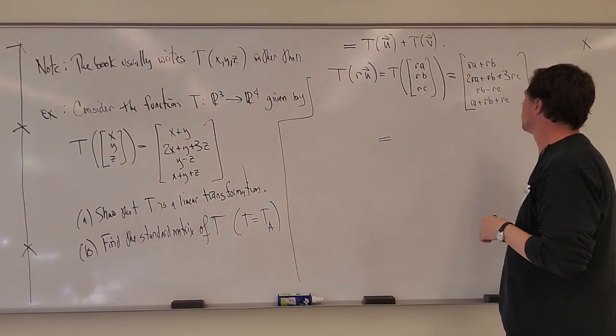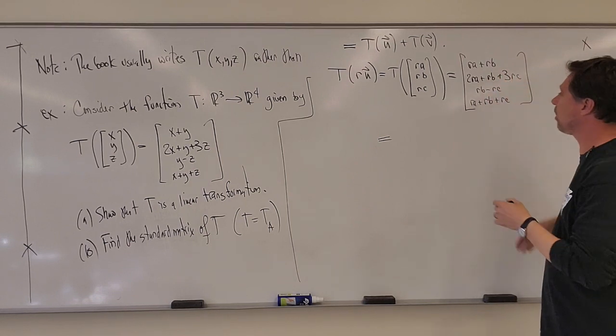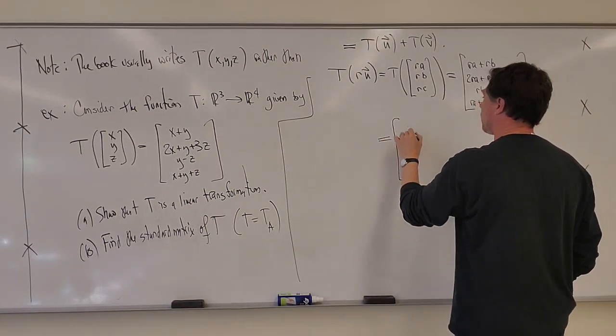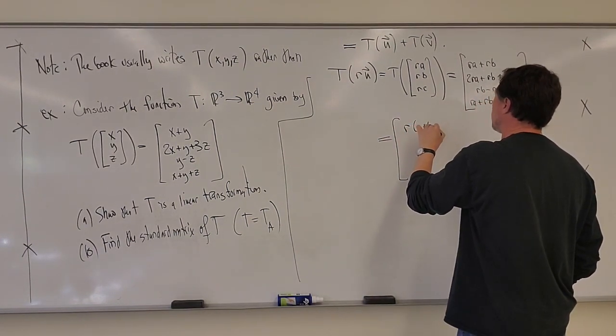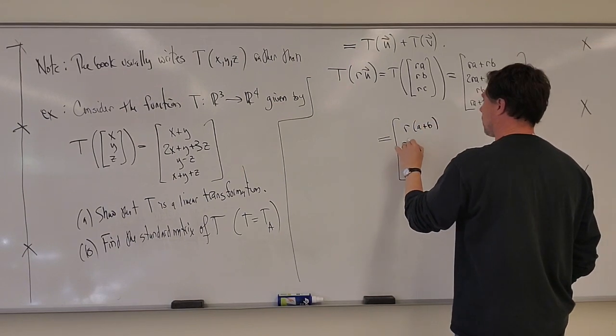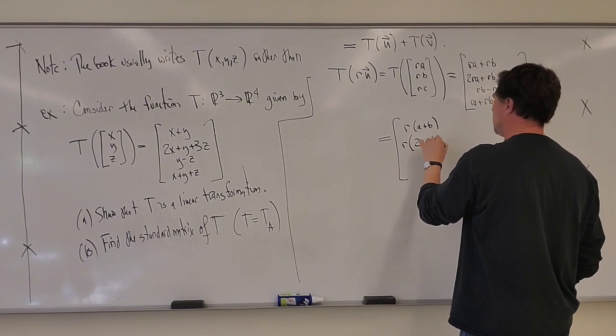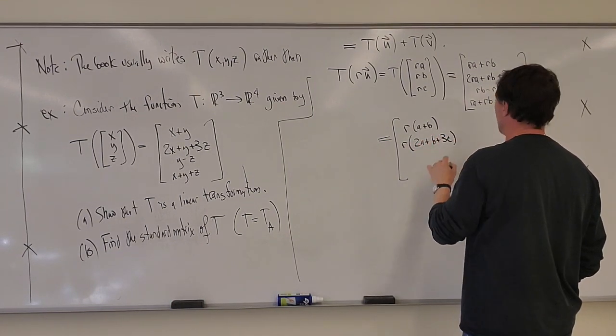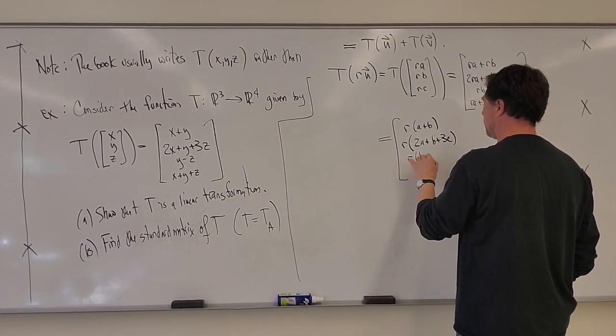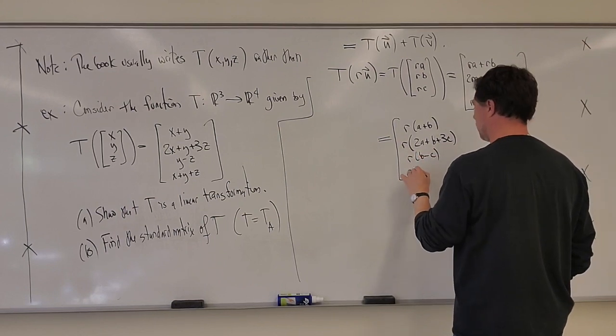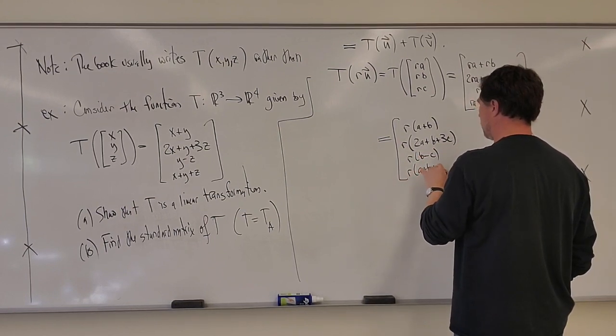Now notice, I can factor an R all over the place. So this will be an R times A plus B. And this will be an R times 2A plus B plus 3C. And this will be an R times B minus C. And this one will be an R times A plus B plus C.